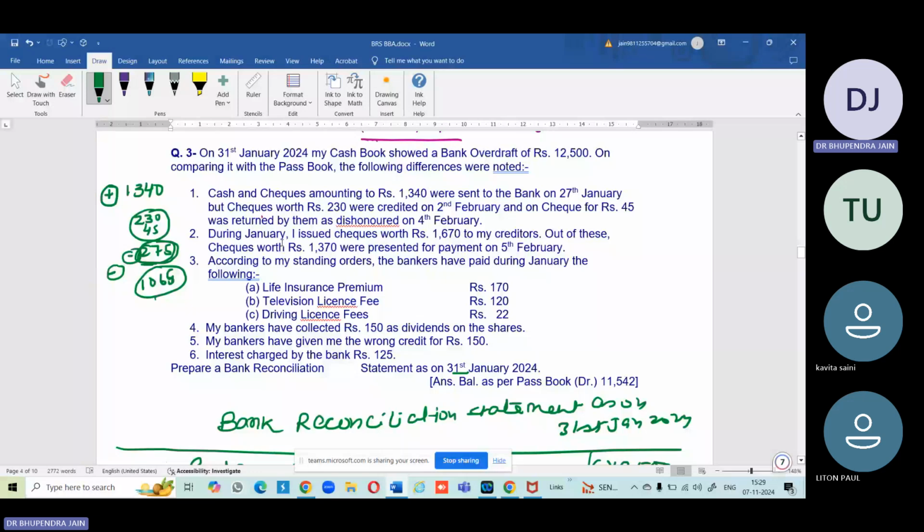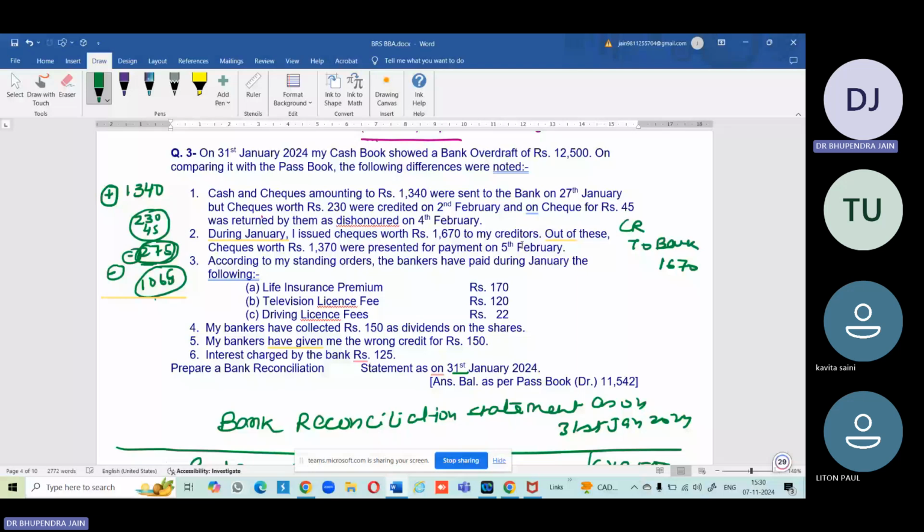During January, I issued a check of rupees 17,602 to my creditor. Whenever I issue a check, we pass the entry: creditor account debit to bank. Then we have to subtract the balance of rupees 1,670. Out of these, the check worth rupees 1,370 was presented for payment on 15th of February.